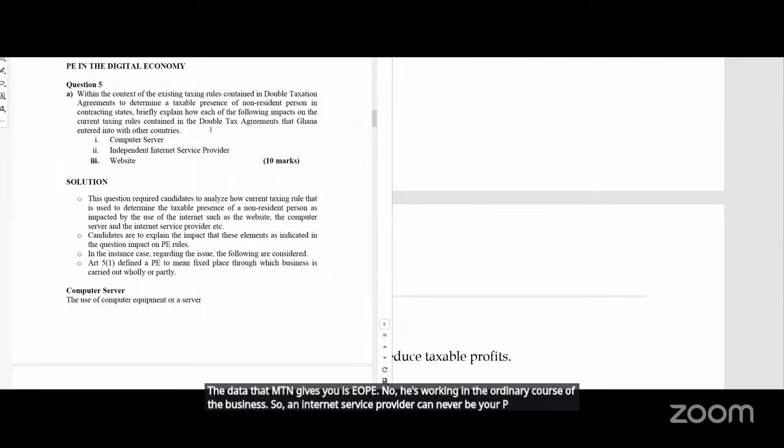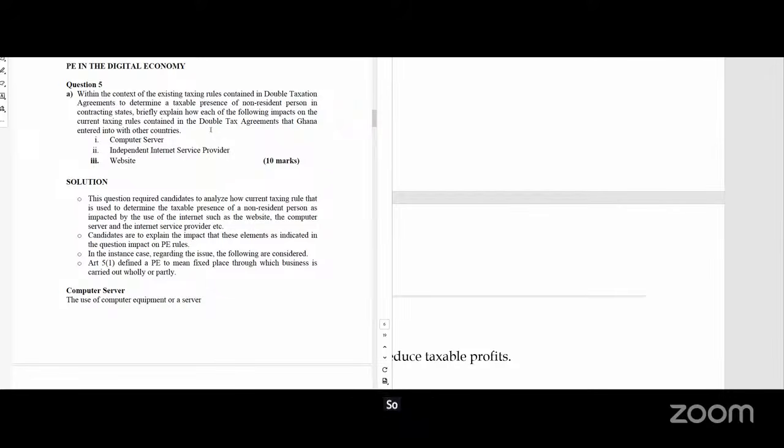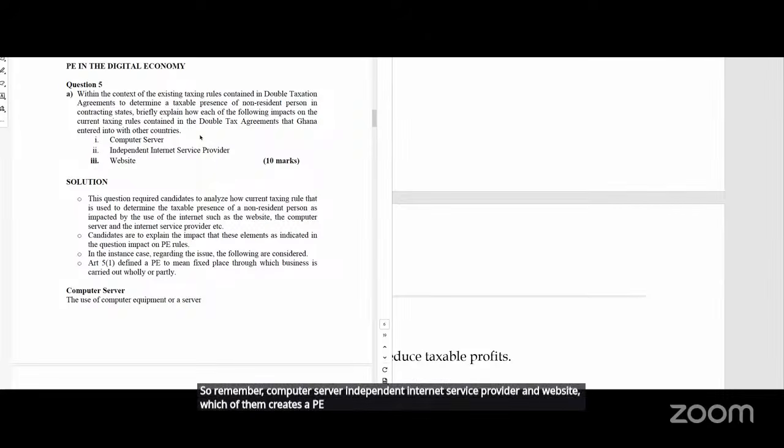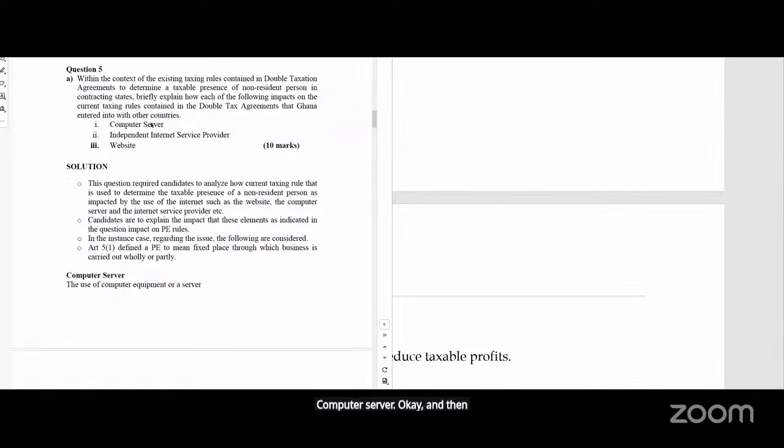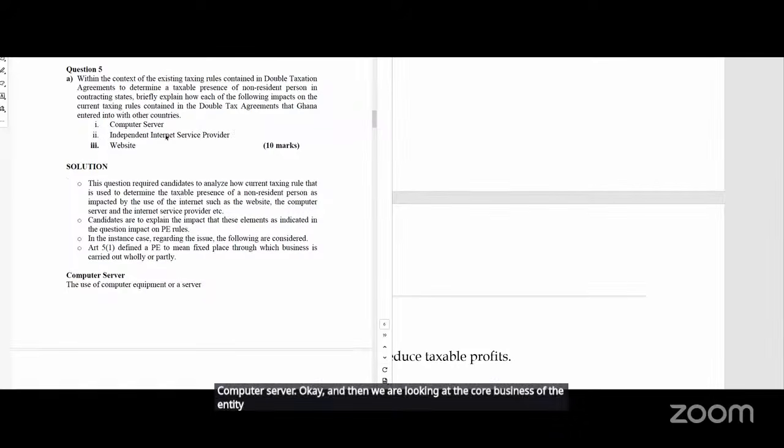What about a website? A website can never be a PE because a website is only used to relay information. True or false? So a website can also create a PE. You say this, you get 10 marks. So remember, computer server, independent internet service provider, and website. Which of them creates a PE? Computer server. Okay, and then we are looking at the core business of the entity. It shouldn't be preparatory or auxiliary.